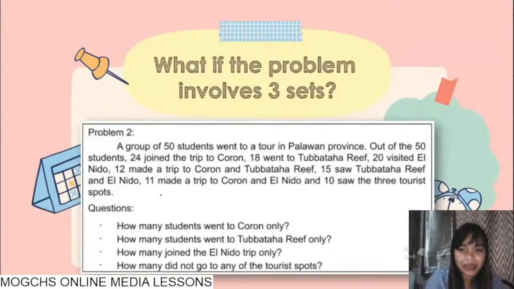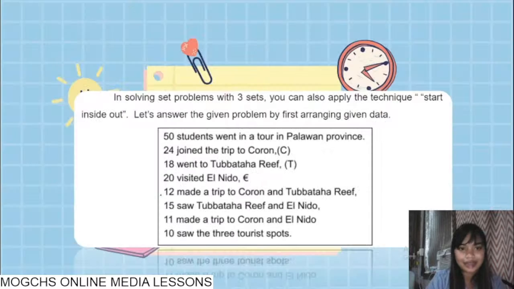It's really complicated. So the questions there: how many students went to Coron only, how many students went to Tubbataha Reef only, and how many joined the El Nido trip only? And the last question is, how many did not go to any of the tourist spots? So we have there three tourist spots, Coron, Tubbataha Reef, and El Nido. That's why we will use 3 sets.